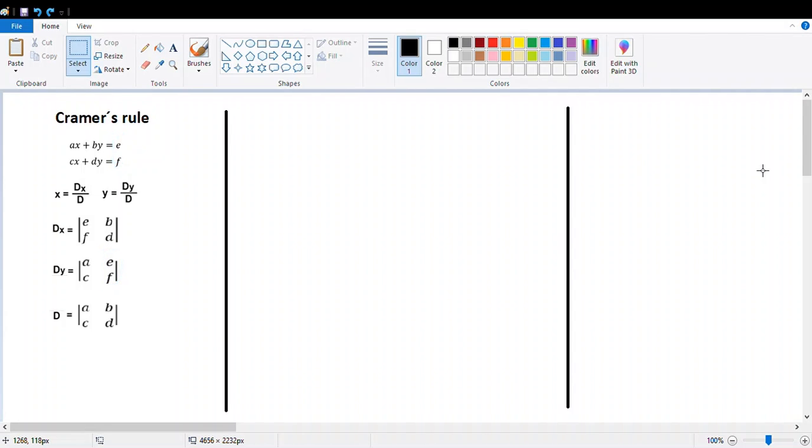Now, the next one is the determinant of the system. The determinant of the system uses the coefficients for the x column and for the y column. The x column is A, C, and the y column is B and D. Keep in mind this information because it's going to be really useful for you.